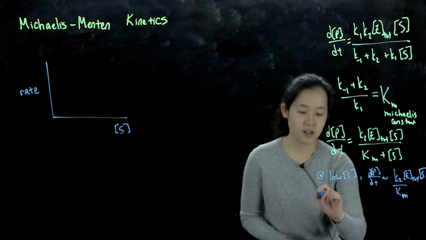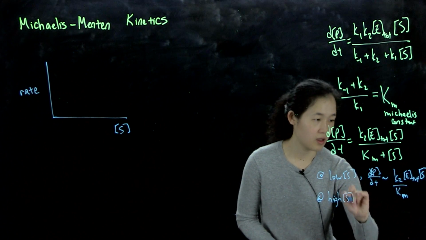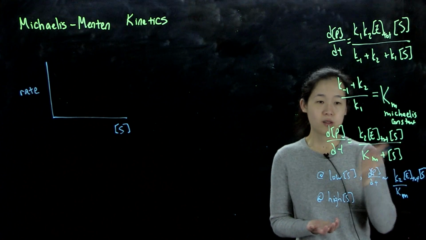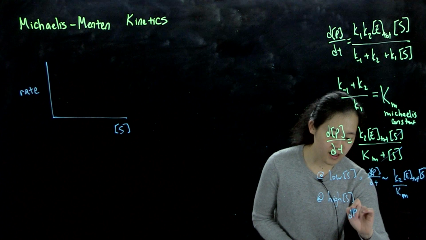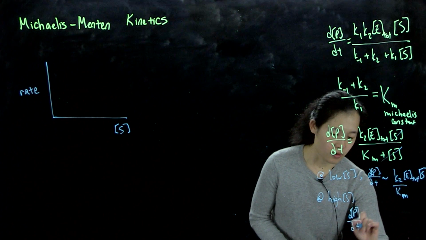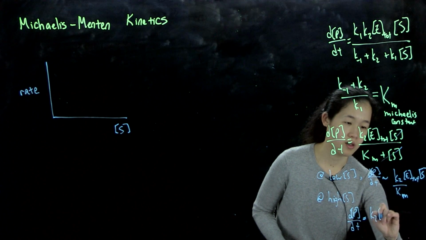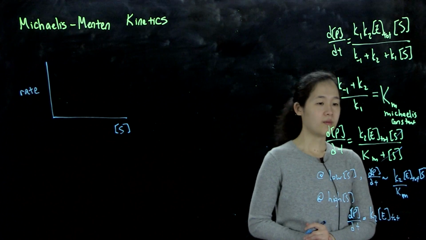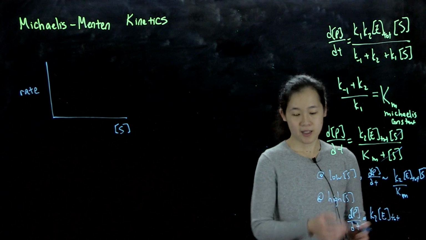At higher substrate concentration, the S would then dominate the denominator, and then this would cancel out. And so dP/dt would be k2 E total, and that would just be the rate. So this will be zero order in substrate.